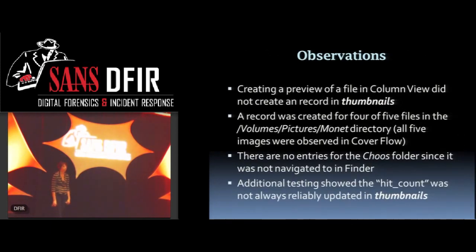Okay, so these were the observations I made. Highlighting that file in the column view to make the big picture, nothing happened. You may not have noticed, but when you look at the data closely, you will. A record was created for 4 out of the 5 files in the volumes pictures Monet directory. All 5 images were reserved in cover flow, but for some reason OS X did not make a picture, did not make a thumbnail, did not record it in the database.